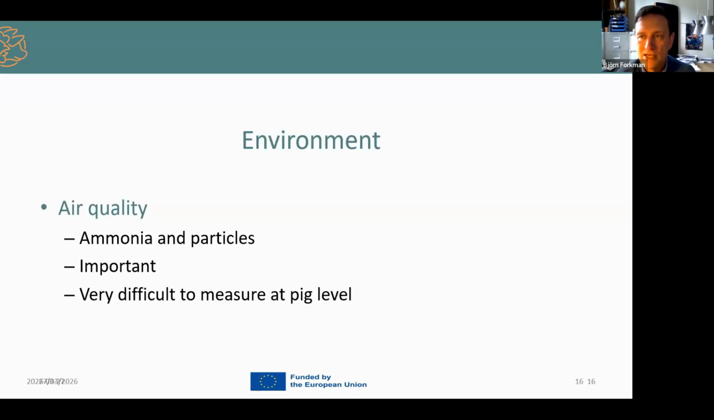And we all know what pigs do with material. They tend to destroy it. So it's actually quite difficult to measure at pig level. Once again, the extremes are not a problem, but to get a good feel for intermediate levels of ammonia is not that easy to do.